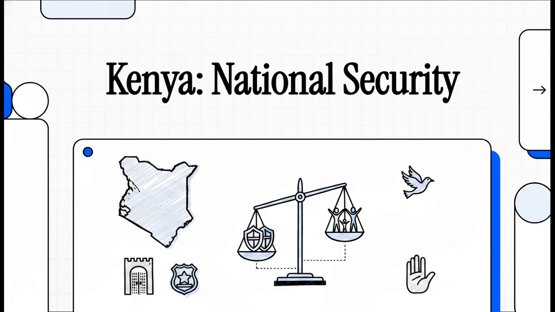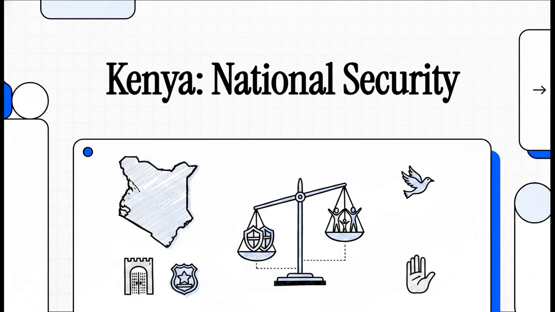Today, we're diving into a really fascinating and honestly absolutely crucial part of the 2010 Constitution of Kenya. We're talking about Chapter 14. Now, this chapter tackles the ultimate tightrope walk, national security. How exactly does a country protect its borders and its people without crushing the very freedoms that make it a democracy in the first place?